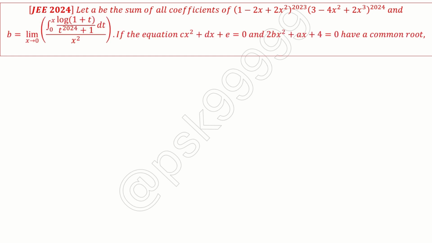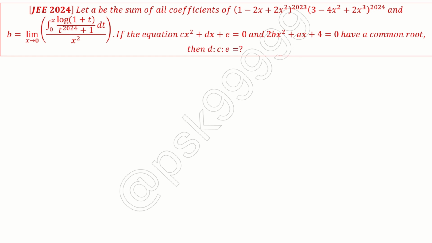Next, let a be the sum of all coefficients of (1 minus 2x plus 2x squared) to the power of 2023 into (3 minus 4x squared plus 2x cubed) to the power of 2024, and b is nothing but limit x tends to 0 of the integration from 0 to x of log of (1 plus t) divided by t to the power of 2024 plus 1 dt, divided by x squared. If the equation cx squared plus dx plus e equal to 0 and 2bx squared plus ax plus 4 have a common root, then what is d is to c is to e?